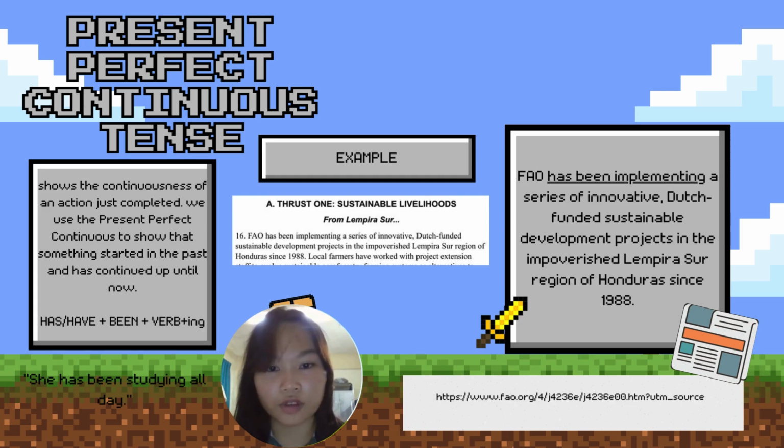Now, let's move on to the article example. FAO has been implementing a series of innovative, Dutch-funded sustainable development projects in the impoverished Lempira Sur region of Honduras since 1988. The underlined word, has been implementing, is an example of present perfect continuous tense.